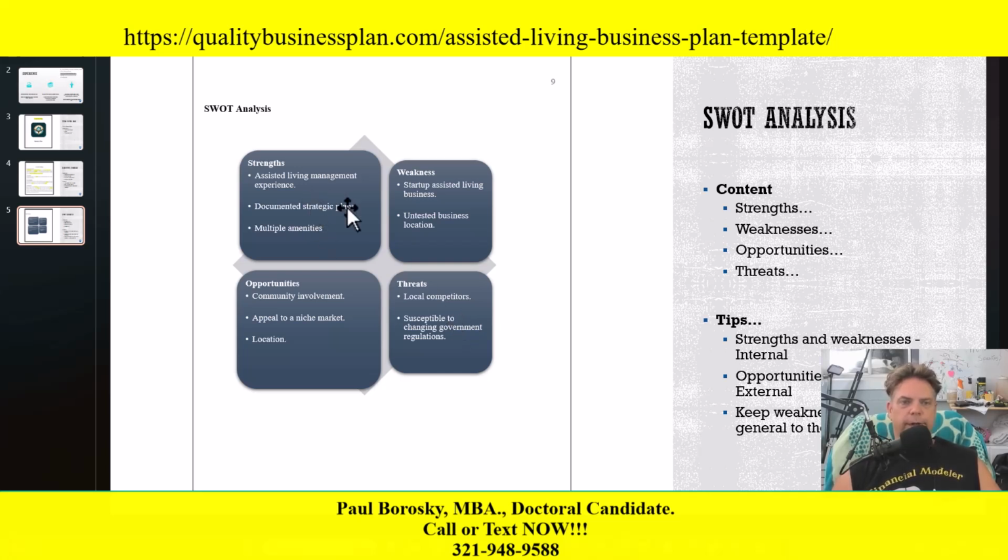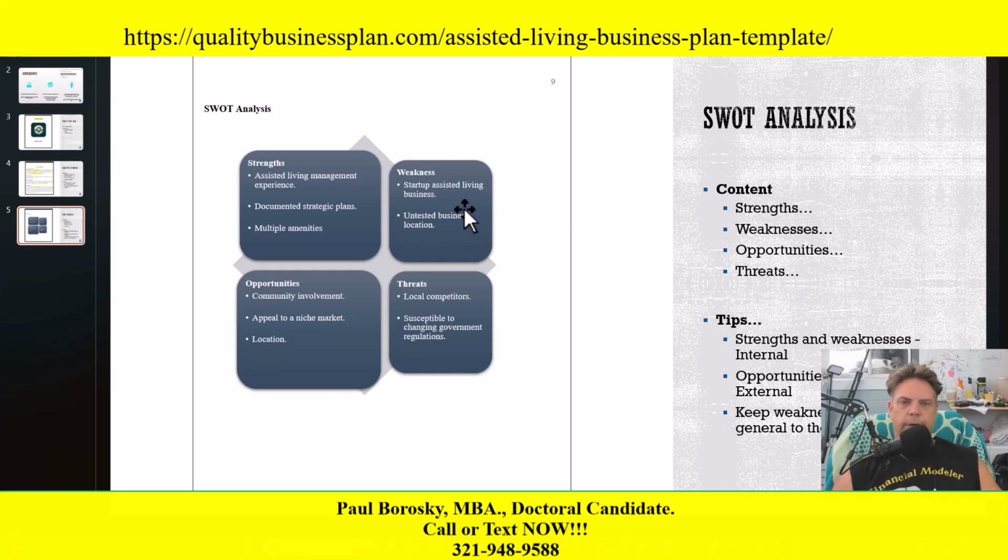For example, a strength is going to be documented strategic plans. You can have documented plans, and once you're done with your business plan, you will actually have a documented plan, which will put you head and shoulders above all your competitors. 90% of businesses don't even have a written business plan. So that's something you can control, and that's within your organization.